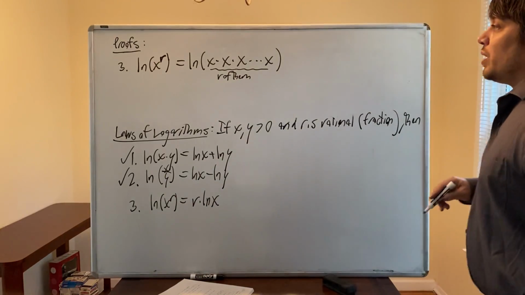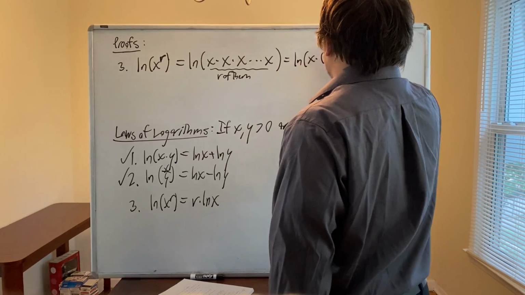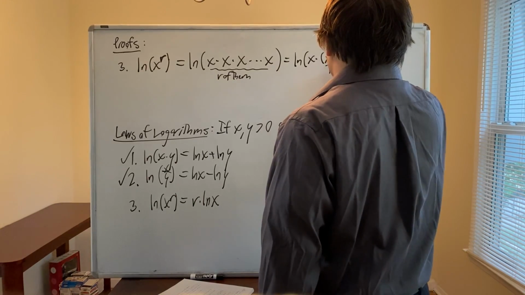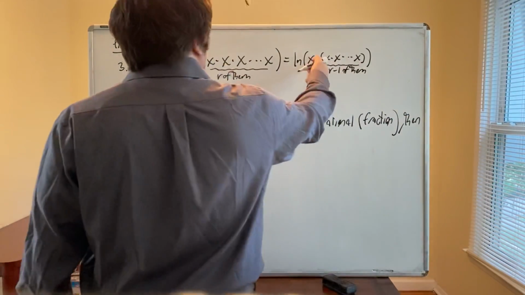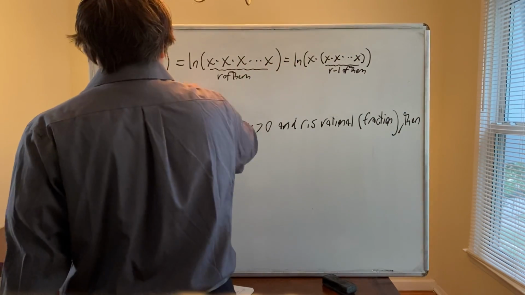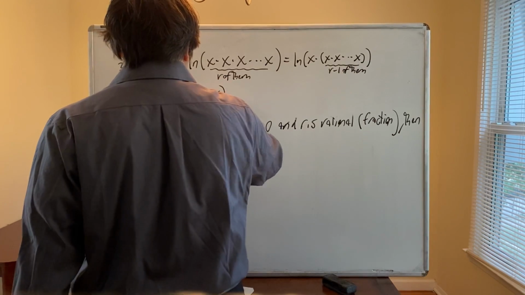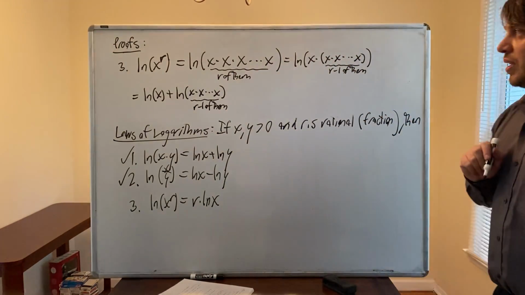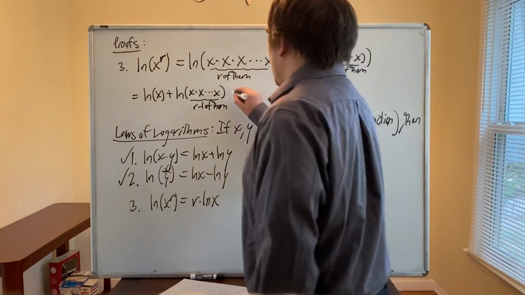Okay. Well, ln of x multiplied by itself r times is ln of x times a product of r minus 1 x's. Right? And by property 1, that is equal to ln of x plus ln of the product of r minus 1 x's. So what I did was, I started with ln of a product of r x's, and I said it's ln of x plus ln of a product of r minus 1 x's. And so you just repeat this process.